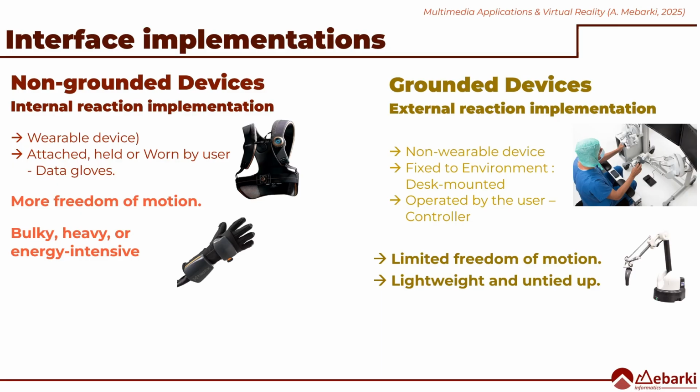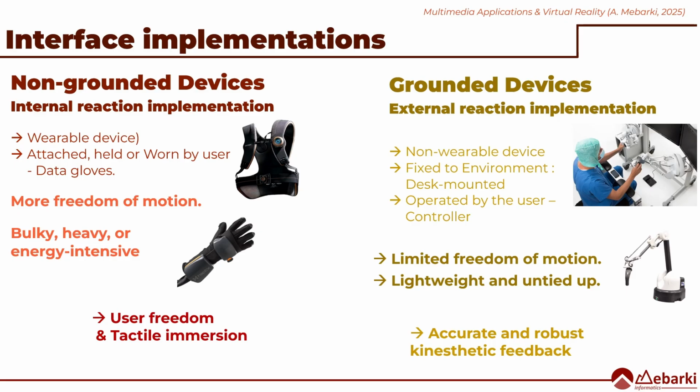They are particularly suited for applications that require precise force control, such as surgical training, virtual prototyping, teleoperation, and scientific simulation. Together, these two classes of haptic devices illustrate the trade-offs between mobility and force precision in virtual reality applications. Non-grounded systems prioritize user freedom and tactile immersion, while grounded systems focus on delivering accurate and robust kinesthetic feedback. Understanding these distinctions is essential for selecting the appropriate technology for a given VR application or experimental scenario.